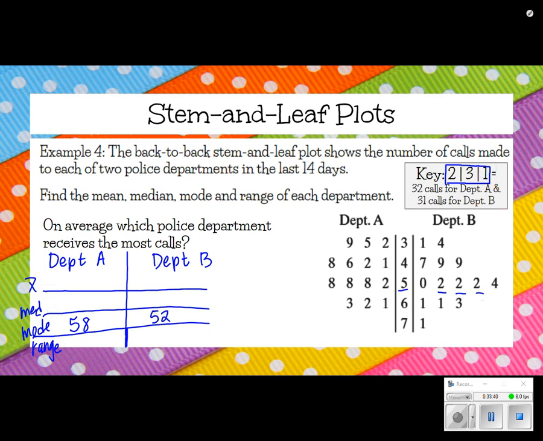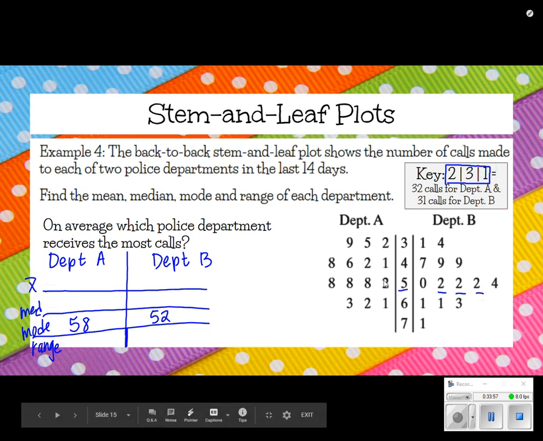So because I'm dealing with mean and median, I want to go ahead and put this in the graphing calculator like I did the other day. And this would be good for you to practice, right? More practice with your graphing calculator is a good thing. And so what we're going to do is I'm going to put Department A in L1 and Department B in L2, and I'll run them separately.